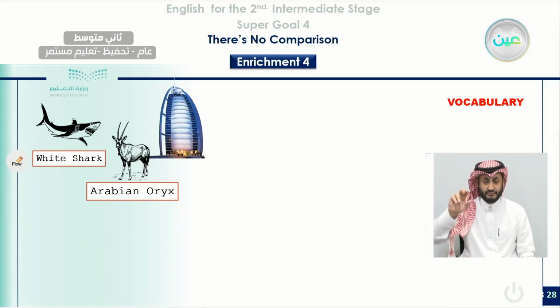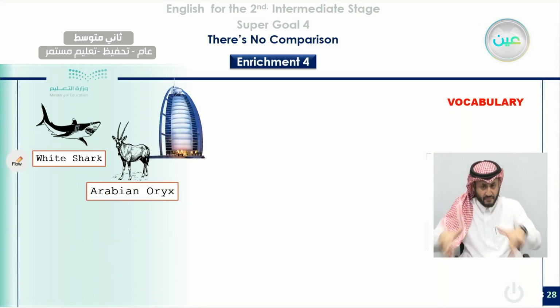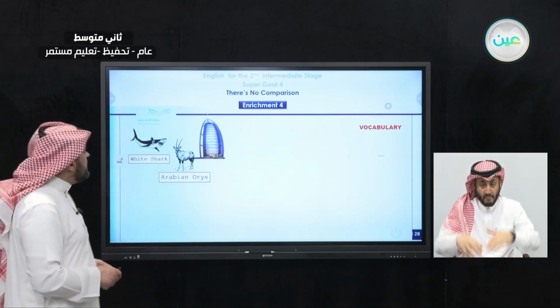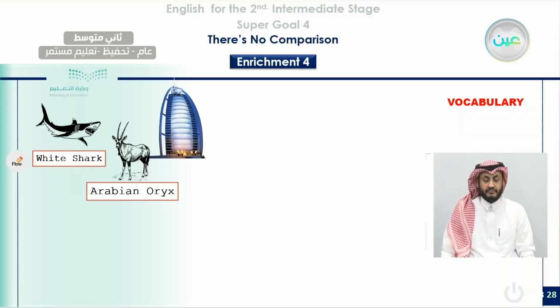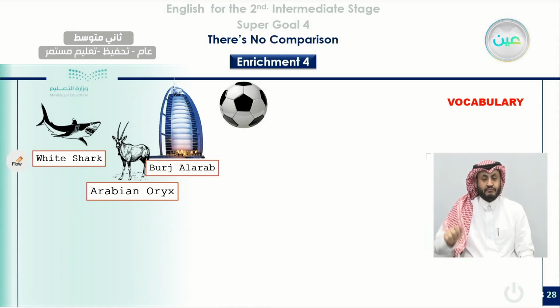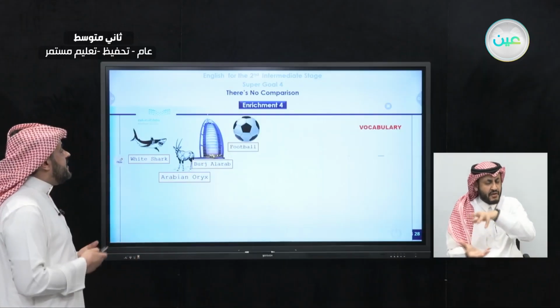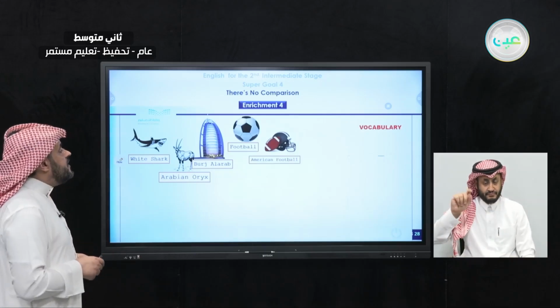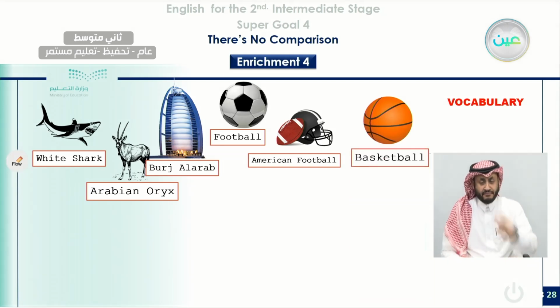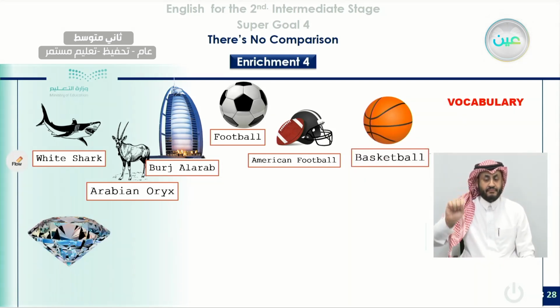And this one is Burj Al Arab. You remember that it is the tallest building and the most expensive building. When we studied it in the listen and discuss section, it is called Burj Al Arab. And here we talked also about this one. What does this picture indicate? It indicates football. And this one is American football. We call it sometimes rugby. And here this ball is a basketball. And here also we studied about what? That is a diamond. Very good.